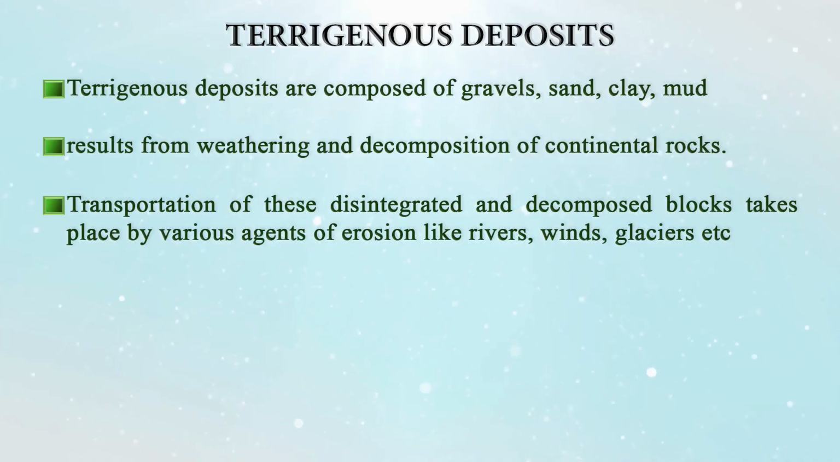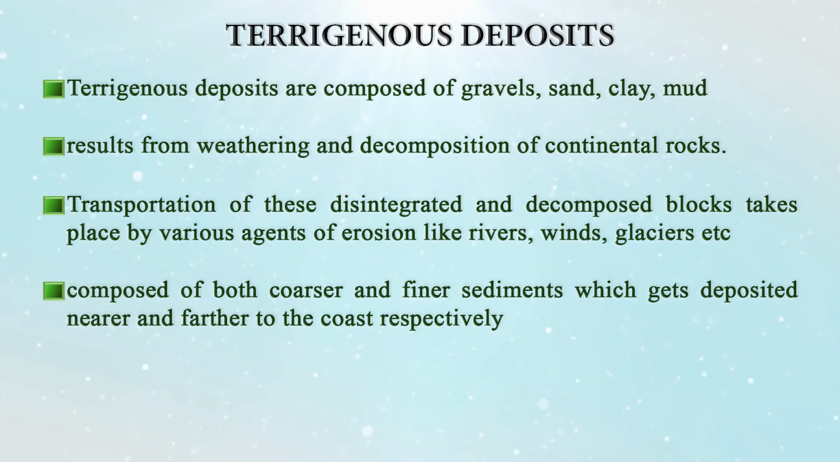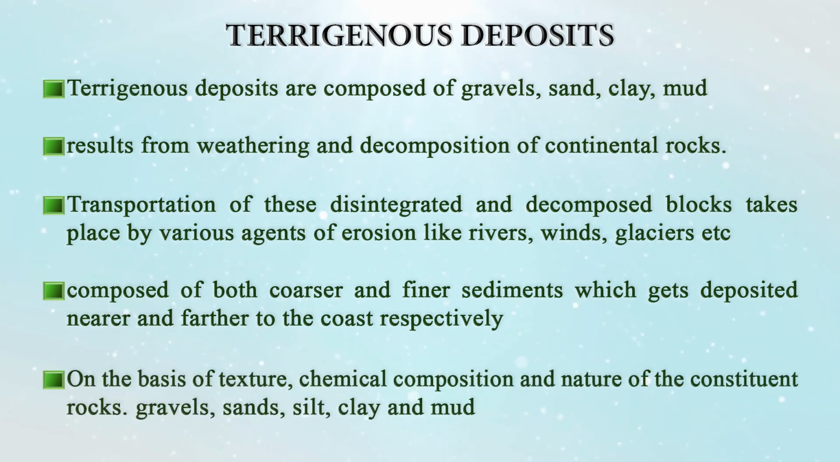So all these erosional agents bring sediments from different sources and finally deposit them in the oceans. These terrigenous deposits, as I have already explained, consist of both coarser and finer sediments, which get deposited nearer and farther from the coast respectively. The coarser ones get deposited near the coast and the finer ones are deposited farther from the coast. On the basis of texture, chemical composition, and nature of constituent rocks, these terrigenous deposits are divided again into gravel, sand, silt, clay and mud. Let us study these in detail.